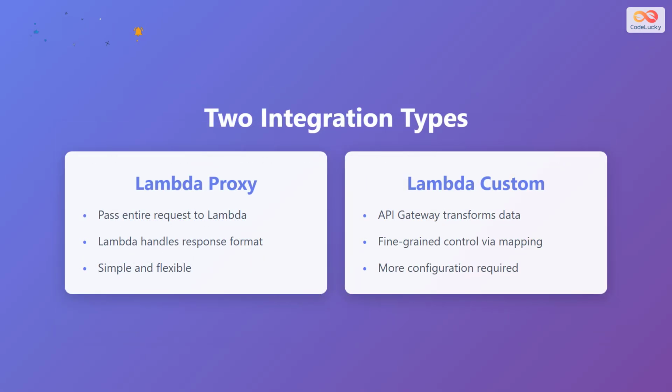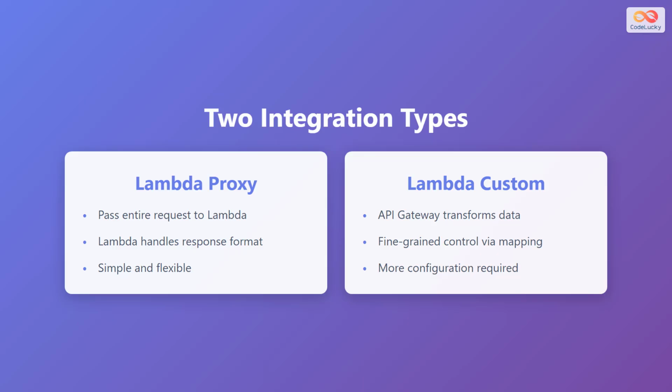There are two main types of Lambda integration available in API Gateway. The first is Lambda Proxy integration, which is the simpler and more commonly used approach. In proxy integration, the entire HTTP request is passed directly to your Lambda function, including headers, body, query parameters, and request context. Your Lambda function is then responsible for handling the response format. This approach is simple, flexible, and requires minimal configuration.